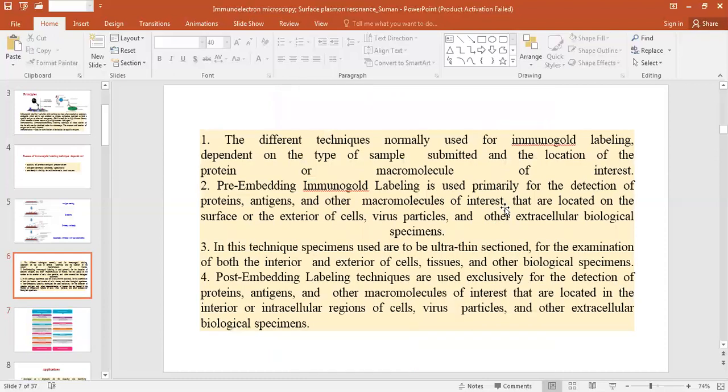What is possible with these different techniques, meaning pre-embedding and post-embedding immunogold labeling? In the case of pre-embedding immunogold labeling, it is primarily used for the detection of proteins, antigens, and other macromolecules of interest that are located on the surface or the exterior of cells. Virus particles and other extracellular biological specimens can also be observed using the pre-embedding process.